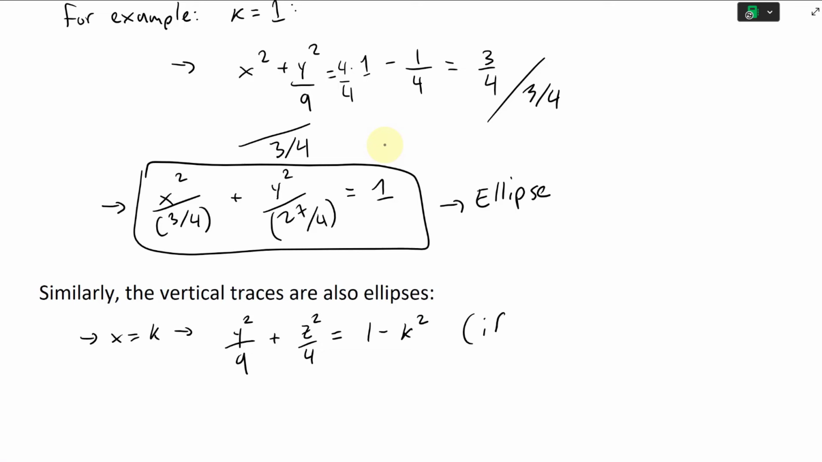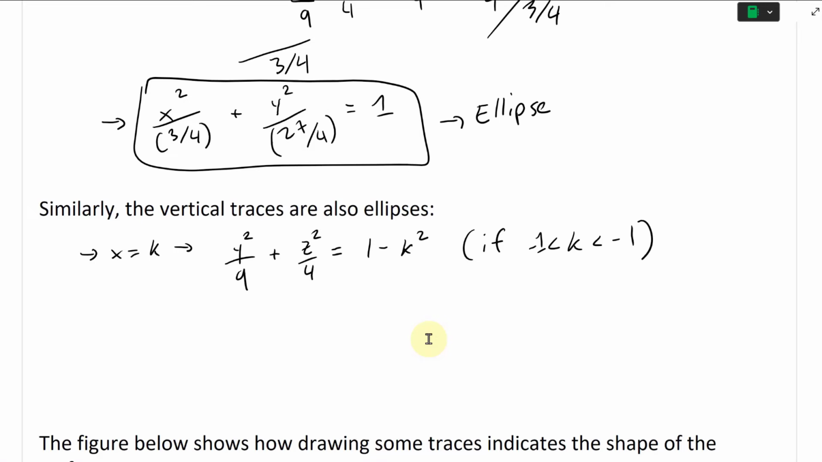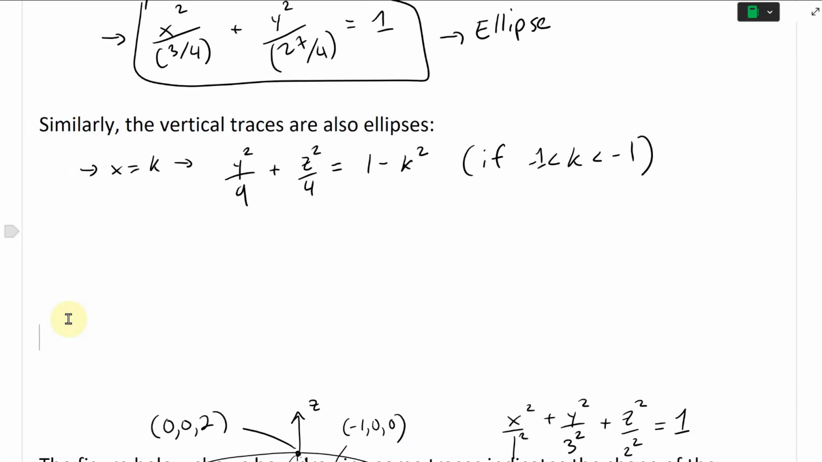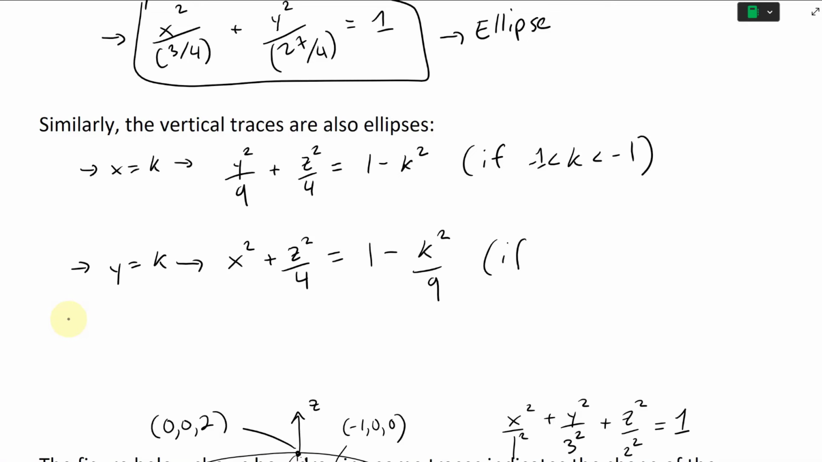And again, in this case, it's going to be an ellipse if k is less than 1 and greater than negative 1, so that the value on the right side is positive and not 0. And then similarly for y equals k, we're going to get x squared plus z squared over 4 equals 1 minus k squared over 9. And again, this holds if k is between negative 3 and 3, because 3 squared is 9, so k has to be less than that.